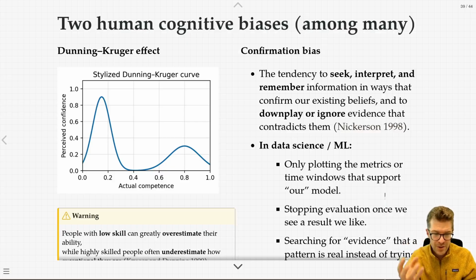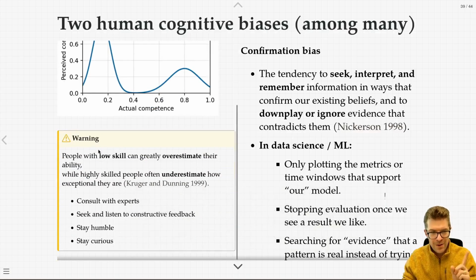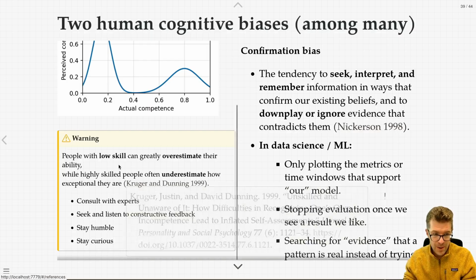And as a scientist also, if you think you have the truth, always think that no, you don't. There's always more you have to seek out. So another warning: people with low skill can overestimate their ability, and highly skilled people will underestimate how exceptional they are. And here's a paper about it.